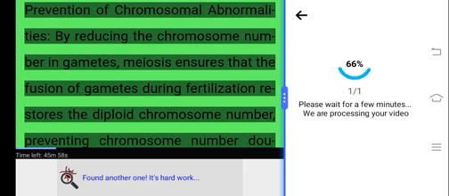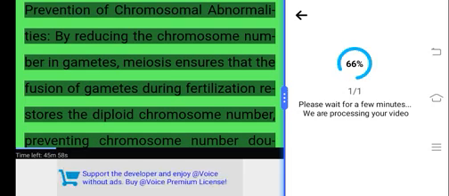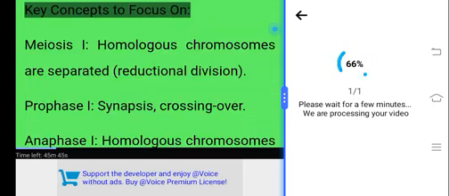Prevention of chromosomal abnormalities. By reducing the chromosome number in gametes, meiosis ensures that the fusion of gametes during fertilization restores the diploid chromosome number, preventing chromosomal number doubling in every generation. Key concepts to focus on.